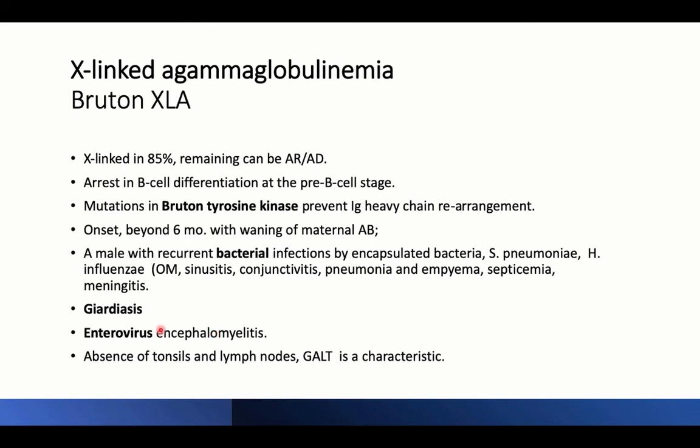So this can be a presentation with absence of tonsils and lymph nodes, and GALT, or the gut-associated lymphoid tissue, is characteristic also for X-linked agammaglobulinemia due to lack of proliferation of these with the deficiency of B lymphocytes.